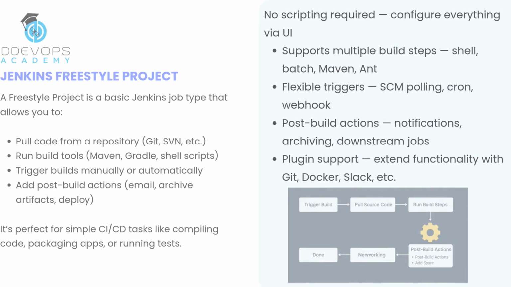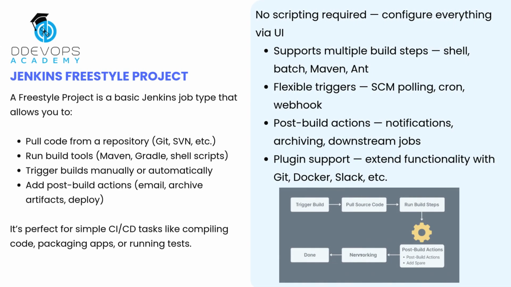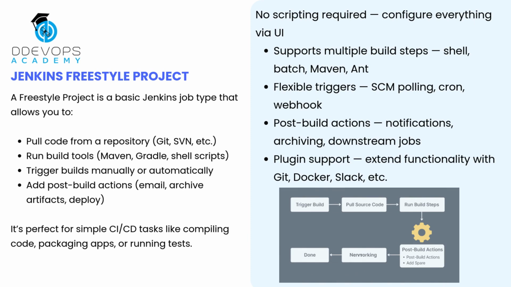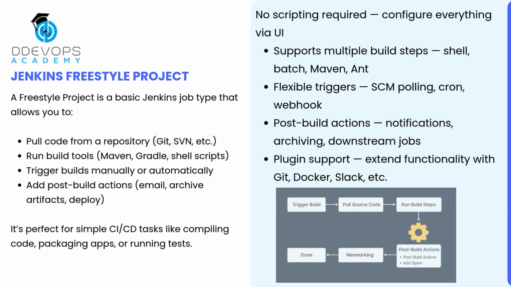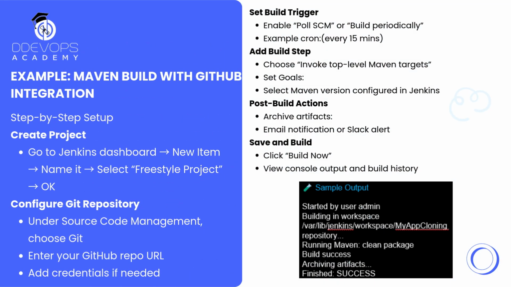A Jenkins Freestyle project is a simple yet powerful way to automate CI/CD tasks. It lets you pull code, run builds, and trigger actions, all through a user-friendly interface. With flexible triggers, multiple build steps, and plugin support, it's perfect for compiling code, packaging apps, or running tests without writing a single script. This example shows how Jenkins integrates with GitHub to run a Maven build.